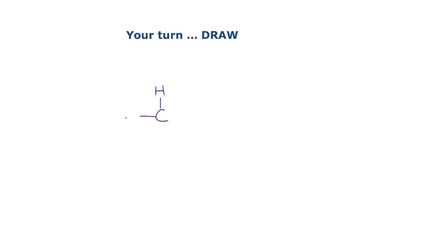Then carbon is attached to an amine group. So that's nitrogen attached to 2 hydrogens again. And again, these are, of course, chemical bonds. Then the carbon is attached to an acid group, which is simply C double bond O, and then OH.